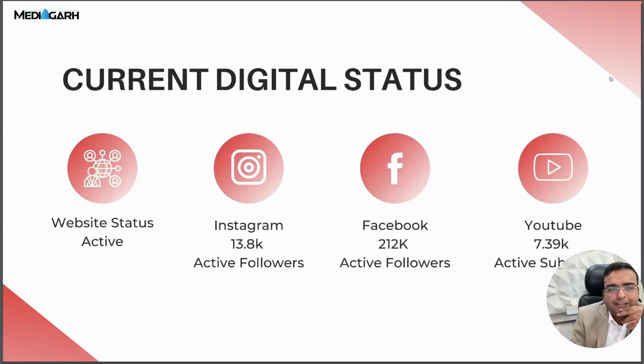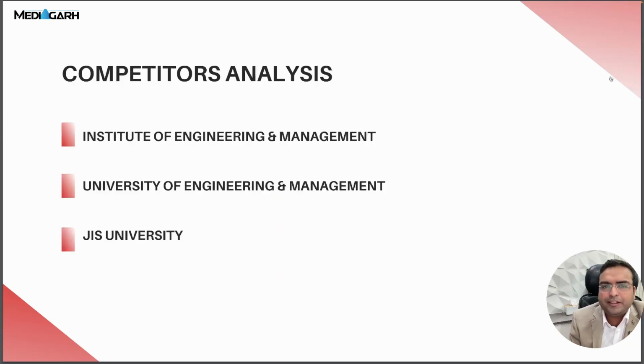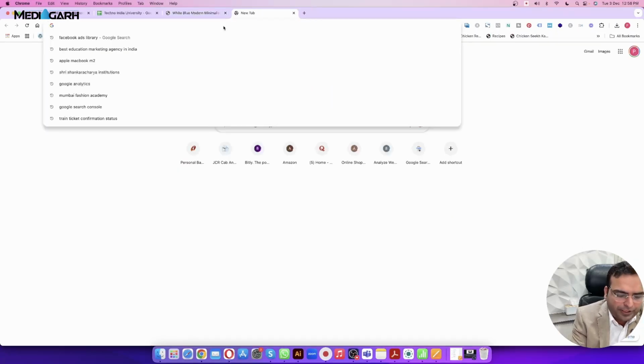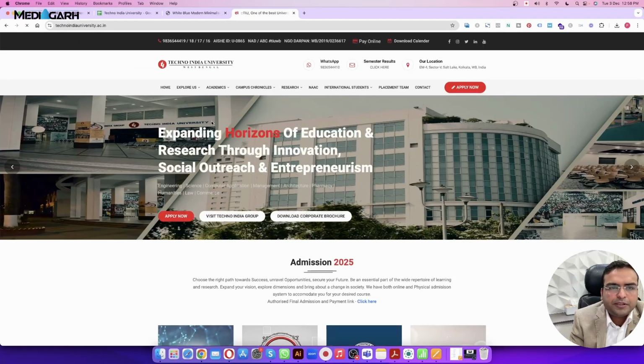Now the current digital status is, website status is active. On Instagram, they have 13.8k followers, Facebook 212k followers, and YouTube 7.39k subscribers. Now let's check the Techno India University website first. Now you can see the website.